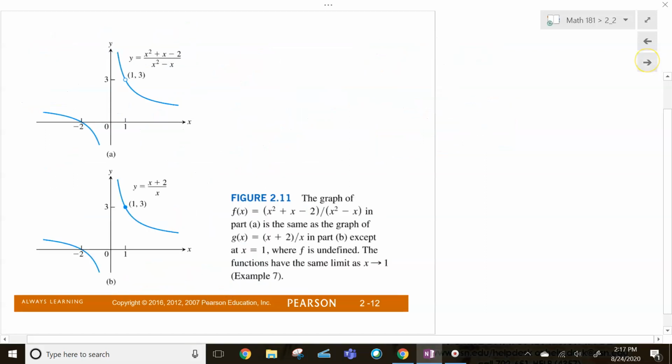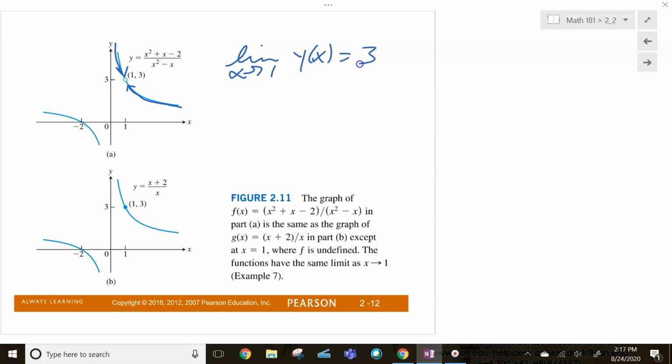There. Here's some more. What's your limit? Let's do it as it approaches 1 again. I say, well, as I approach 1 from the right, does it agree from the left? Yes. It looks like it's approaching that hole. So the limit of this function, I'll call it y of x, looks like this limit is 3. What's y of 1? Undefined.